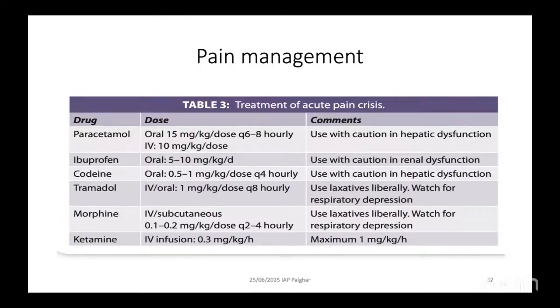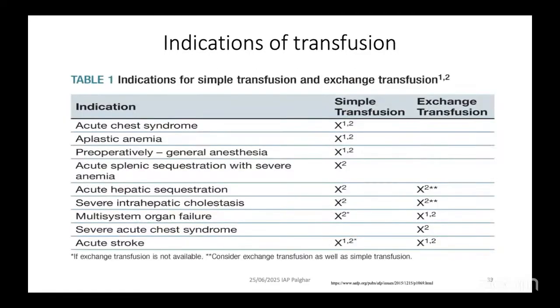So for pain management in vaso-occlusive crisis, we have different options available. Most of the patients usually respond to paracetamol. We usually avoid brufen or meftal in these patients because of risk of endothelial injury. Codeine, tramadol, morphine can be tried in these patients based on the intensity of pain.